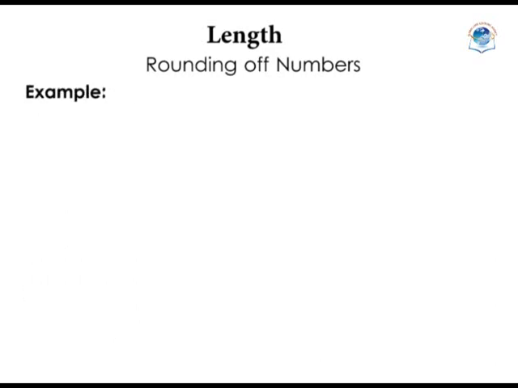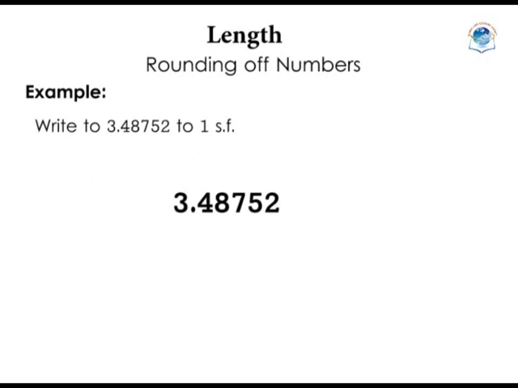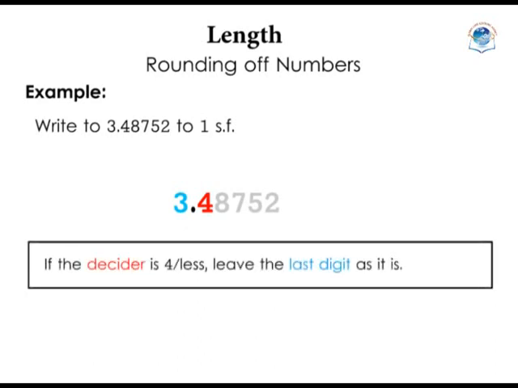Let's take a few examples. Write 3.48752 to one significant figure. We count significant figures from left to right. So the first significant figure is 3, and we only want one significant figure. So this is also the last digit. The decider is 4, and we can ignore everything else to the right. The decider is less than 5, and so we don't round up. Our answer is 3.